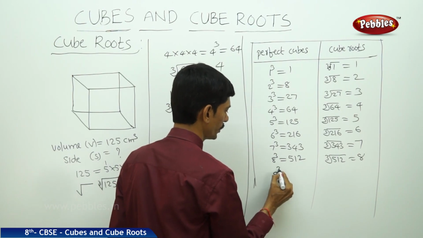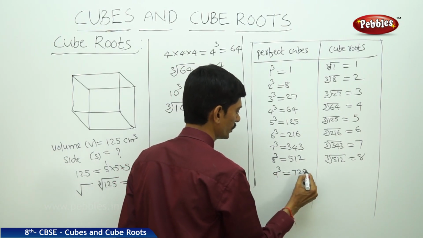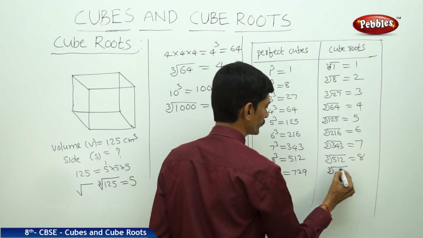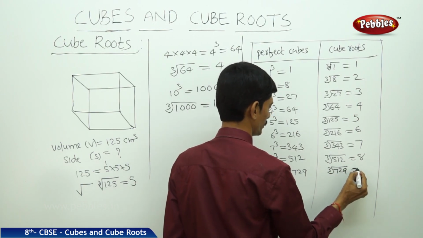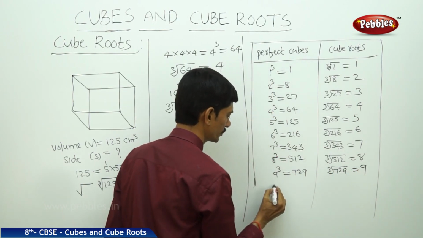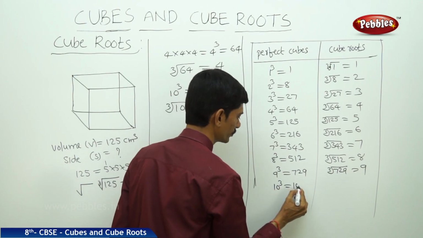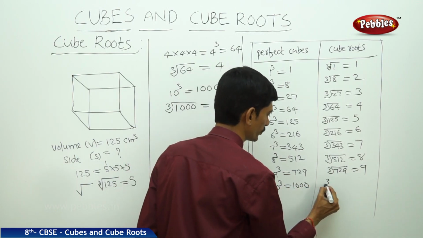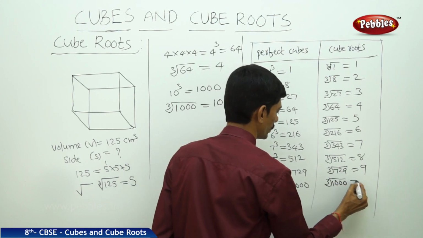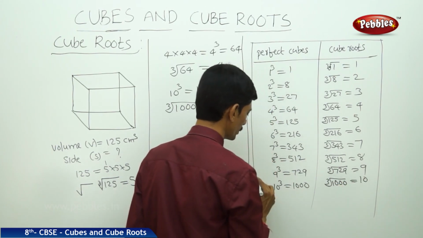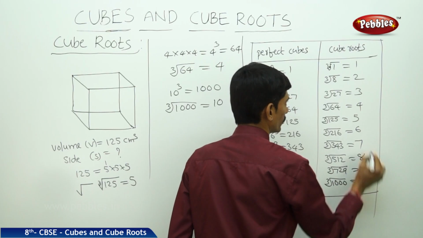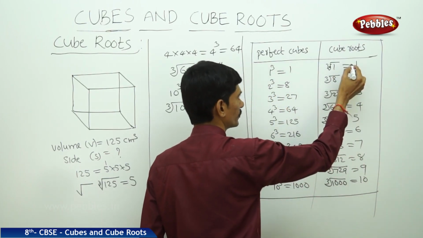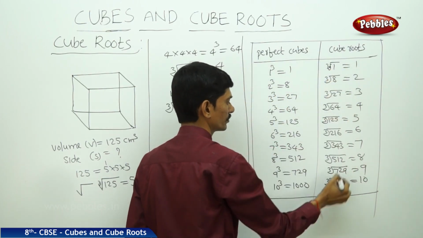Next, 9 cube is 729. Then cube root of 729 is 9. The last, 10 cube equals 1000. So we can write that cube root of 1000 equals 10. So these are the cube roots from 1 to 1000.